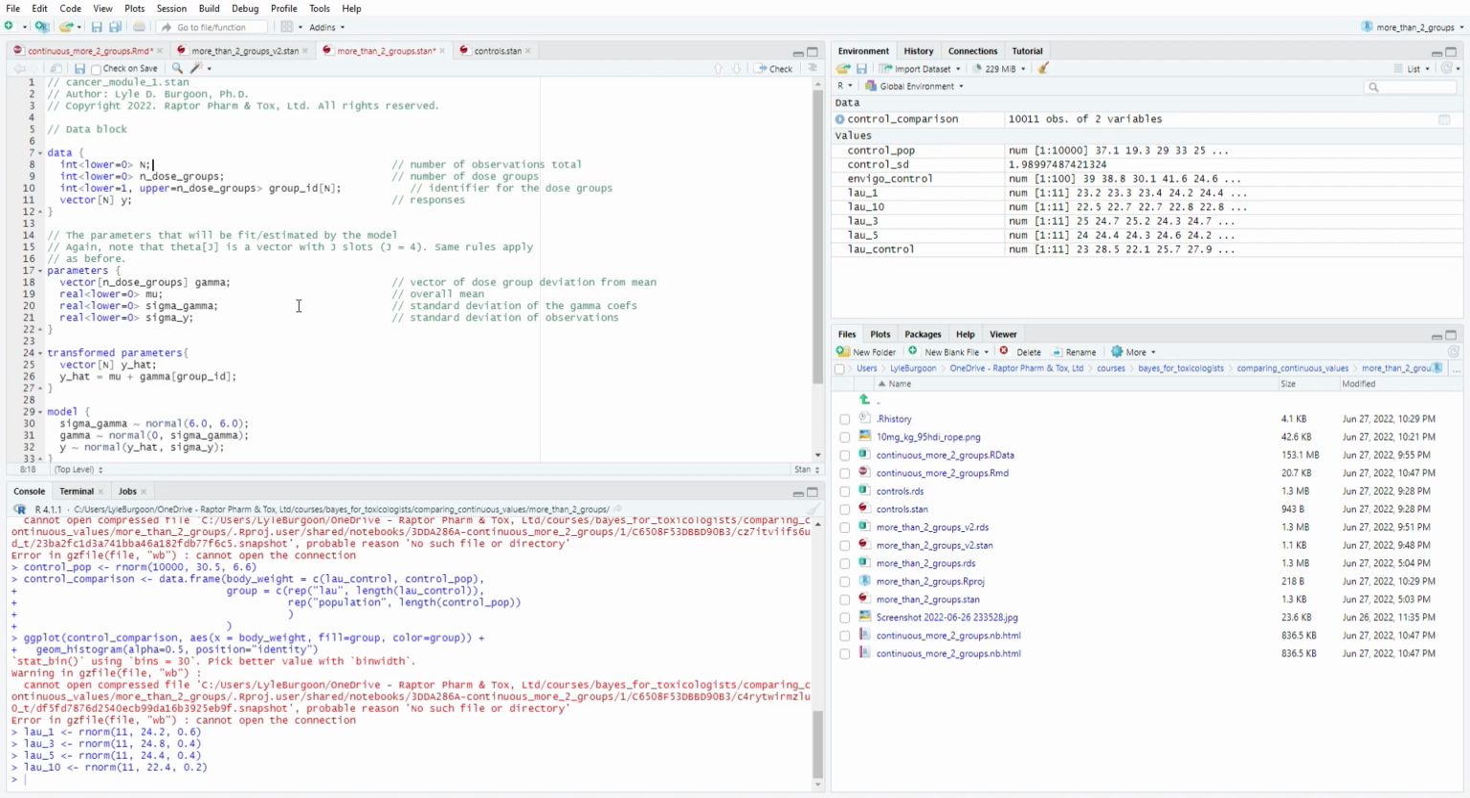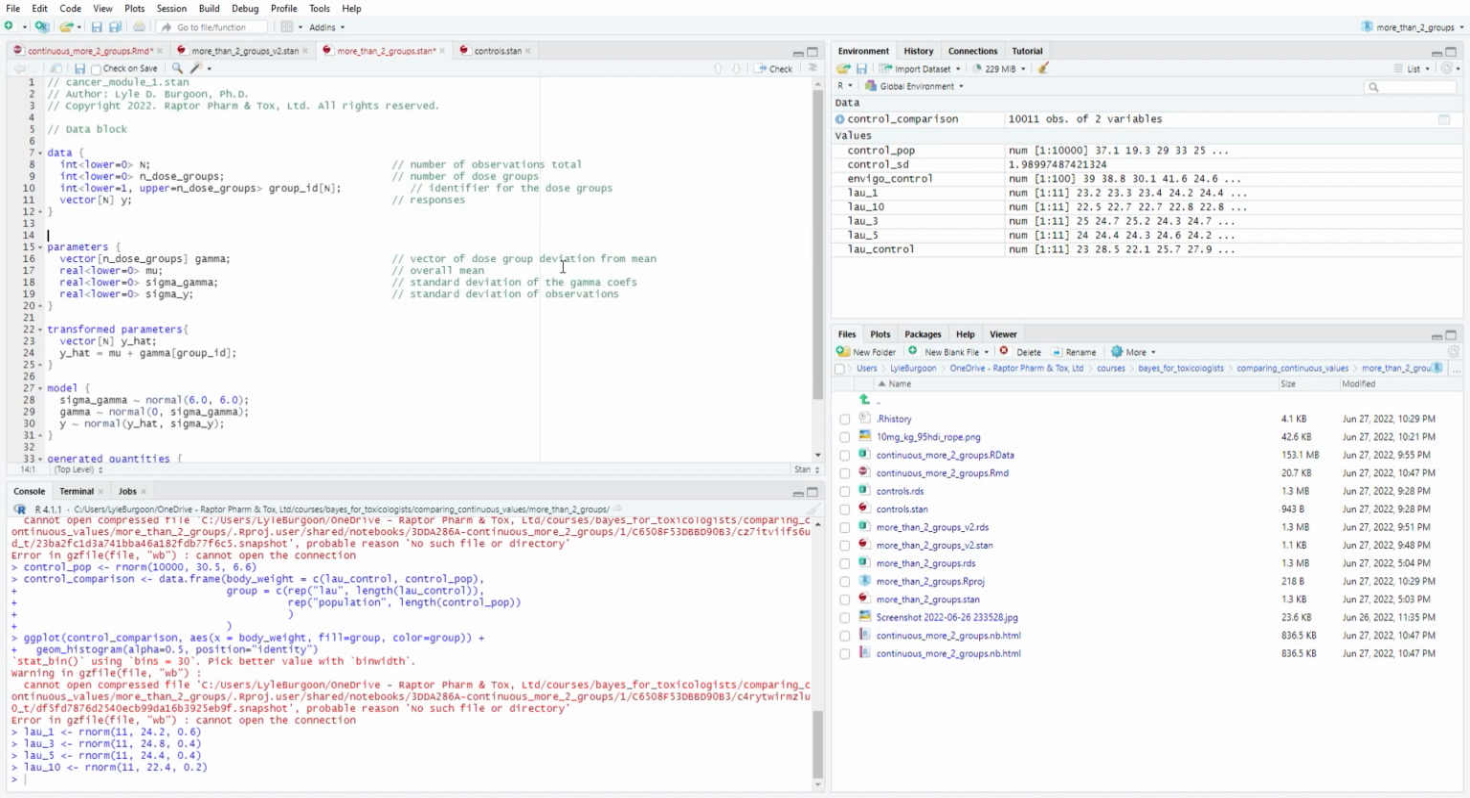Parameters, these are the things that we care about. Again, so I updated my documentation, but I didn't. So in the parameters block, these are the things that we're going to measure. Gamma is a vector of dose group deviation from the mean. And the mean that I'm talking about here is the overall mean. So this is the deviation from the overall mean, which is mu. We have sigma gamma. That is the standard deviation of the gamma coefficients. And then we have sigma y, which is the standard deviation of the observations.